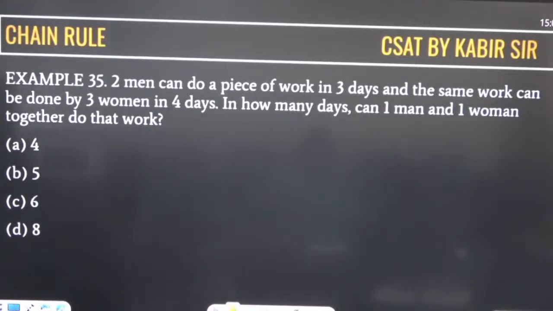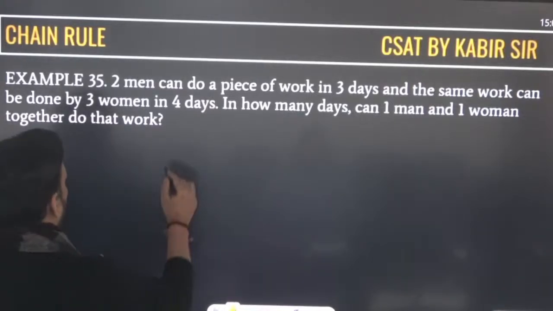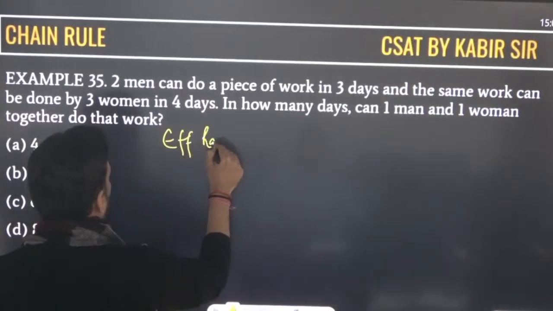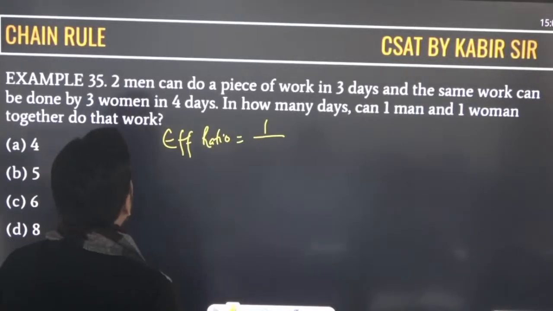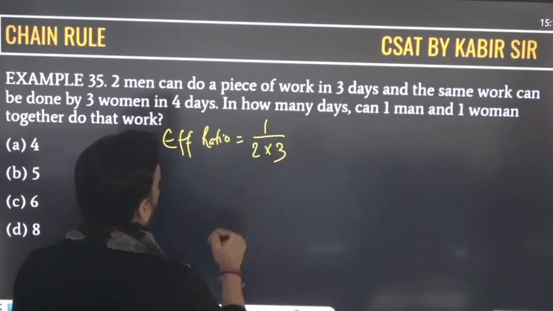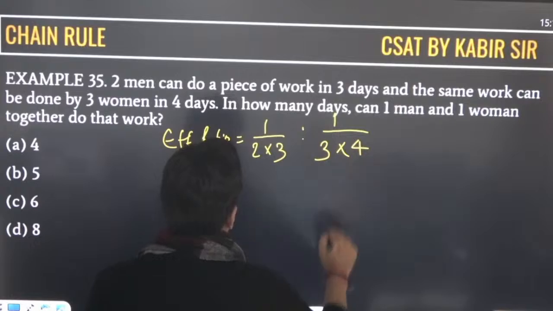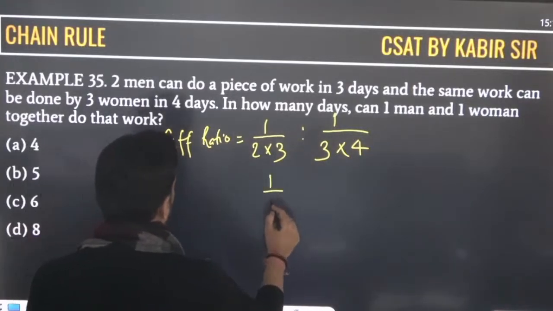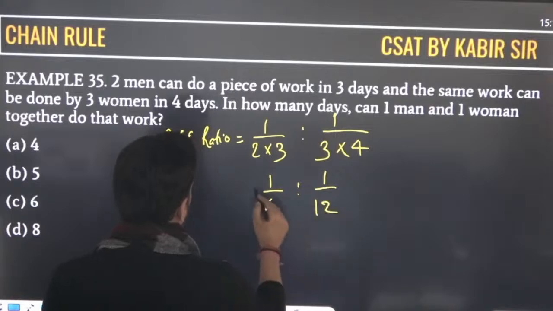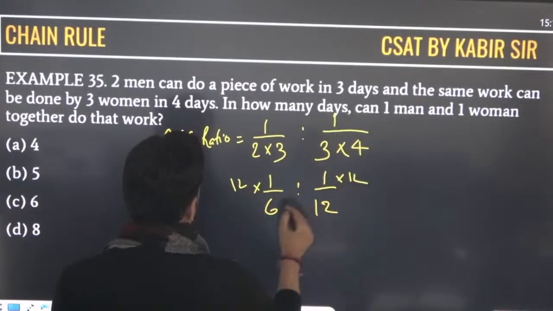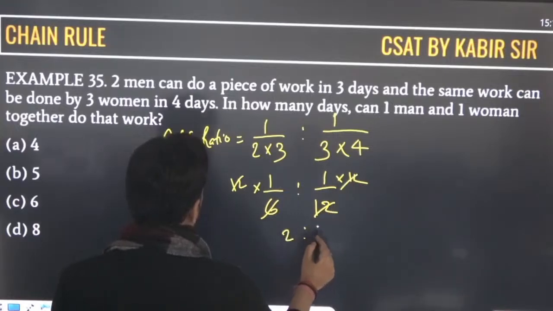The two men can do a piece of work in 3 days, and the same work can be done by 3 women in 4 days. So in how many days can one man and one woman together do that work? Right. So what will be the efficiency ratio? Two men, they are working 3 days. Right. And 3 women working. This will be 1 upon 6 to 1 upon 12. 2 is to 1.